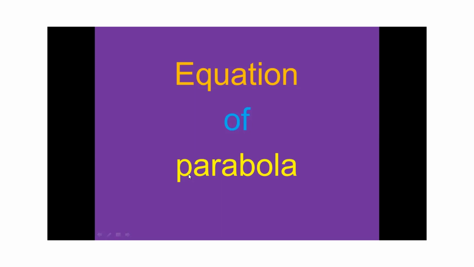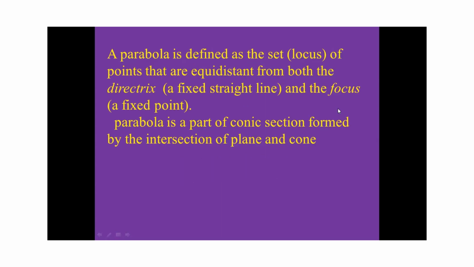Welcome. Today's lesson is the equation of a parabola. A parabola is defined as the set, or the locus, of points that are equidistant from both a directrix, a fixed straight line, and the focus, a fixed point. A parabola is a part of a conic section formed by the intersection of a plane and a cone.